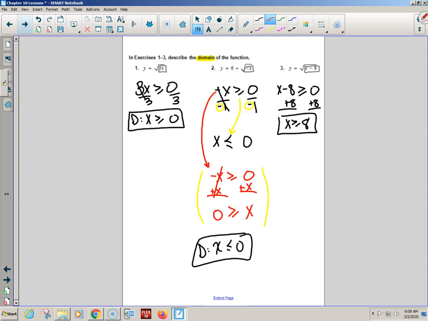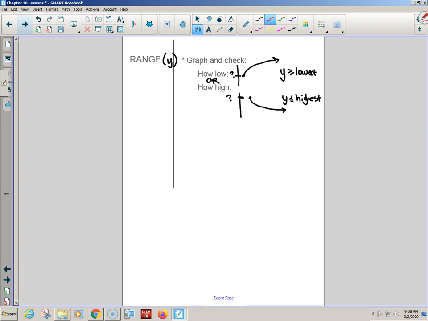And then for the range, we had some hints too. The range, remember we talked about whether the y is going up, greater than or equal to, or going down, less than or equal to. And then if it's going up, we ask ourselves, what's the lowest? And that's what goes in the box. And for the highest, what's the highest? And that goes in the box as far as what y is greater than or equal to, or less than or equal to, what number should go there.